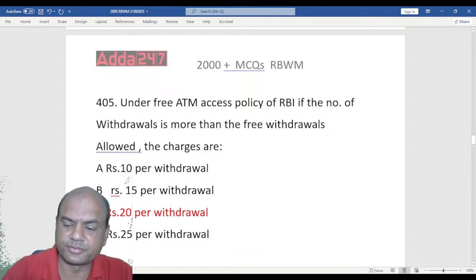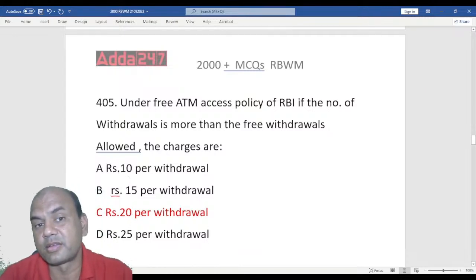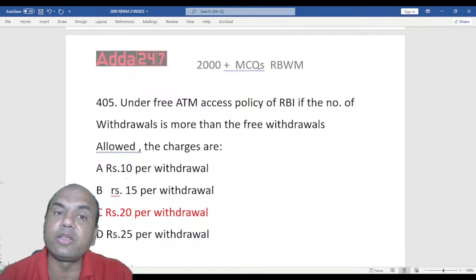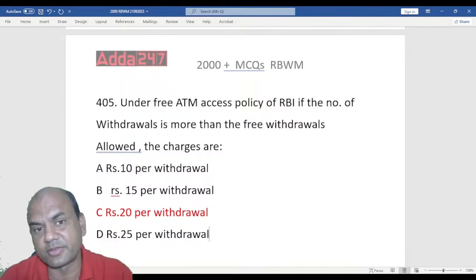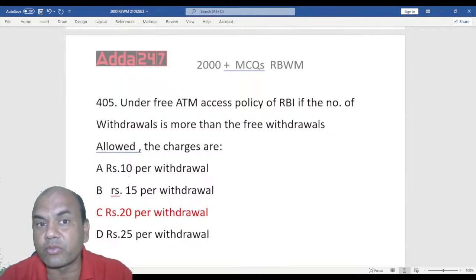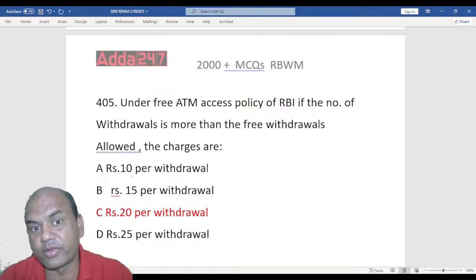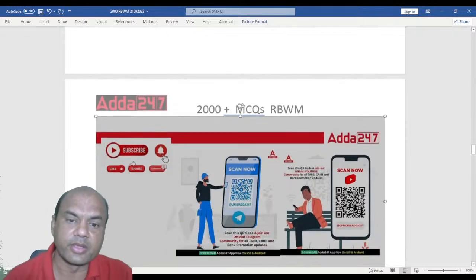Got it? Next one. See here, the questions are a bit difficult, meaning tricky ones. We use it in daily life, but we don't pay heed to these nitty-gritties or smaller elements. You all know that 5 transactions are there, but we never check what the charges are. Very few of us check it, right? So 20 per withdrawal.